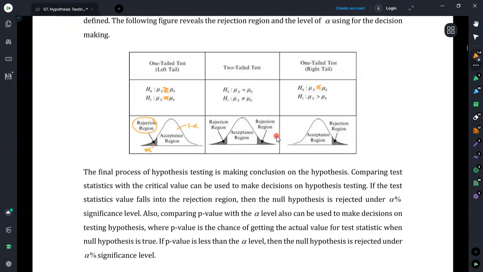But if it is a right-tailed test, what will happen? If it is a right-tailed test, we can see the greater than sign in the alternative. Then the most right side part should be the rejection region, and that region will have the value alpha. And this acceptance region would now be 1 minus alpha. It is for the one-sided test, left tail and right tail.